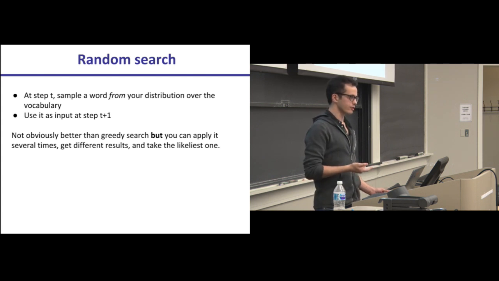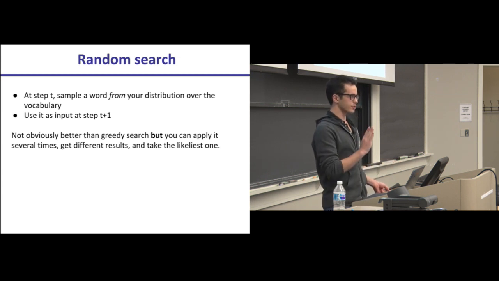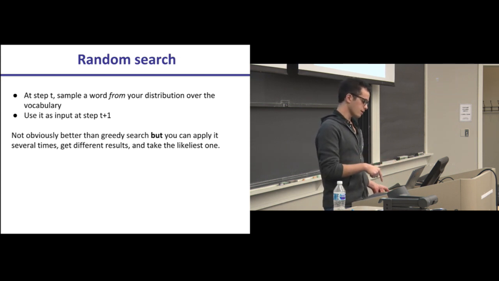So there's no particular reason that this actually does better than greedy search, but there's one major difference, which is that this is not a deterministic process. It's a stochastic one. So if you do it several times, you're going to get different results. So if you do it 100 times, you're probably going to get at least one thing that's better than greedy search. So that's kind of why it's useful.